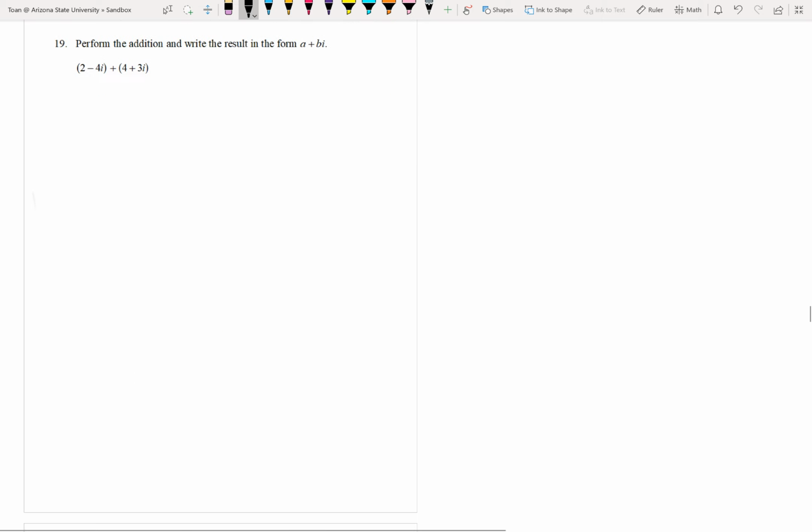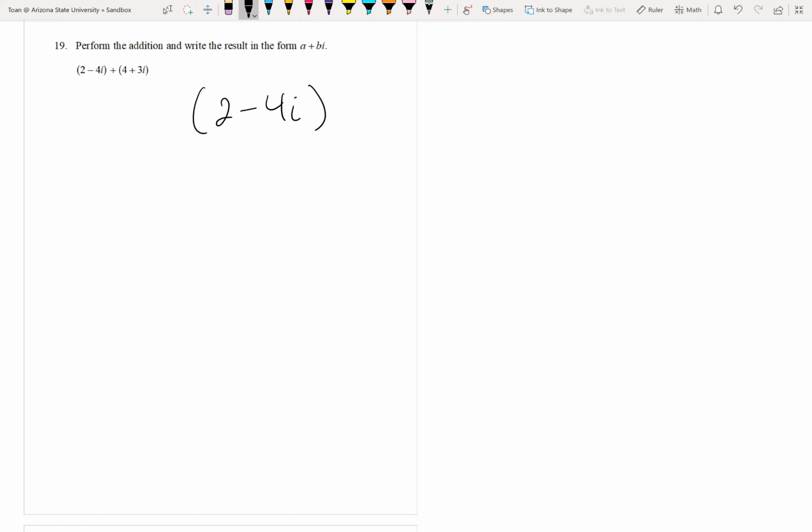Number 19, again, it's the same thing, just do stuff with complex numbers. In this case, they're asking you to add these two numbers. So to add complex numbers, you just literally combine like terms. 2 minus 4i plus 4 plus 3i. The reason why they put them in parentheses is because technically these guys together form one number. But when it comes to adding and subtracting, you can just treat them as separate terms. So since there's nothing multiplying these parentheses on the outside, you can sort of just drop them.